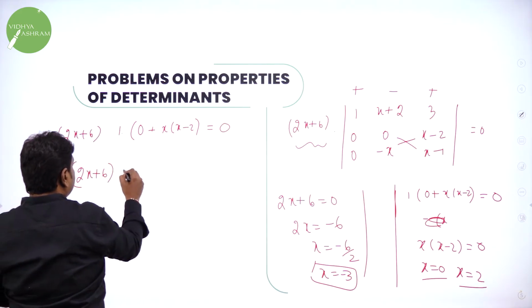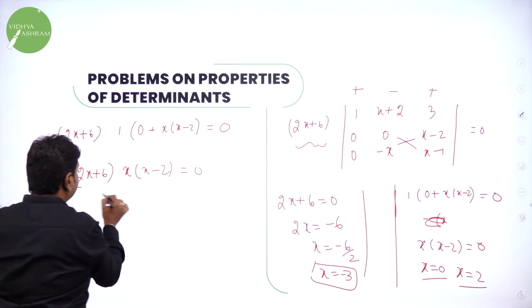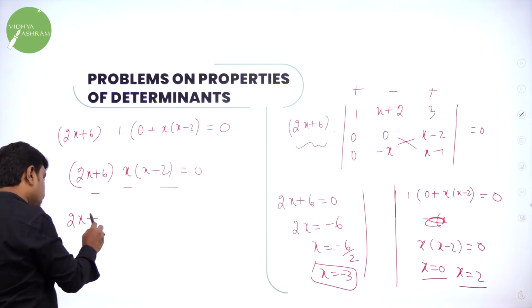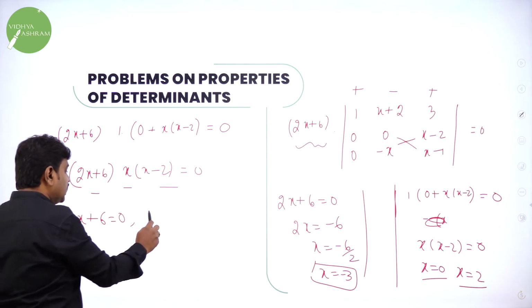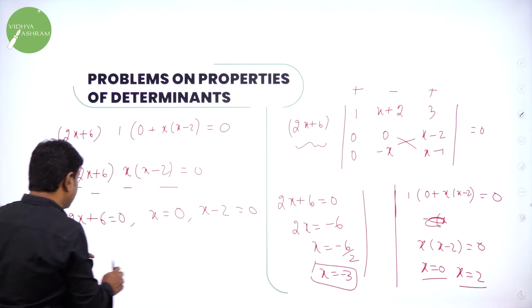So 2x plus 6 into x minus 2, this 0 plus this is the same, equal to 0. Now the product of 3 terms is 0. If the product of 3 terms is 0, each term is 0. First I will equate 2x plus 6 to 0, then I will equate this x to 0, then I will equate x minus 2 to 0.